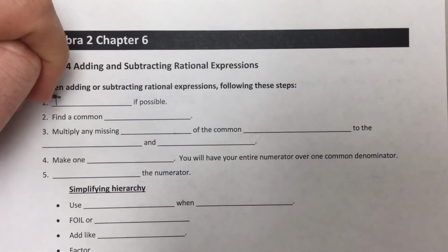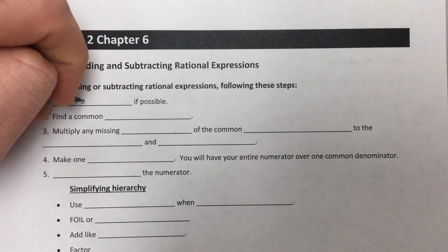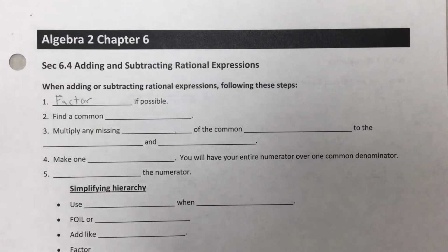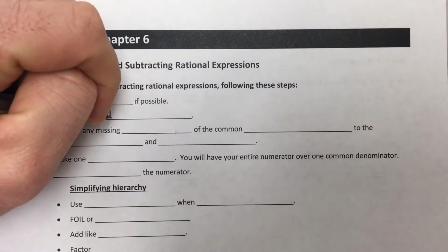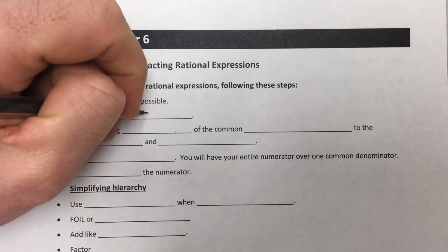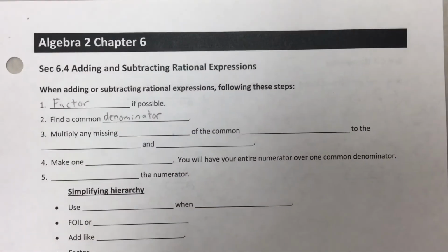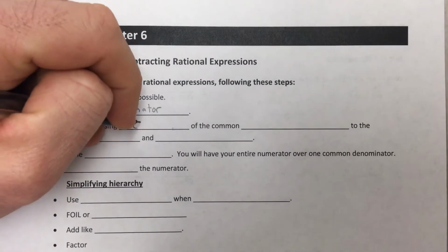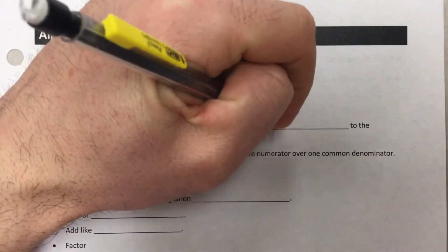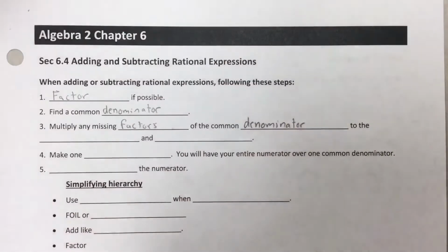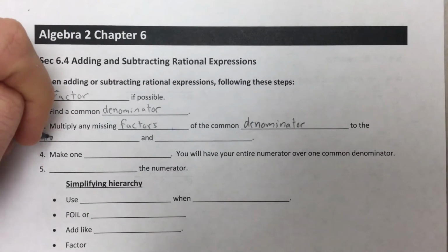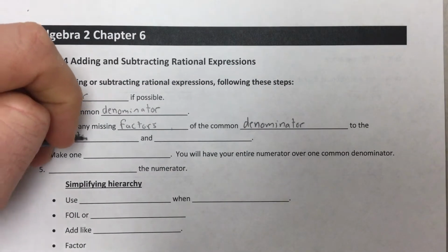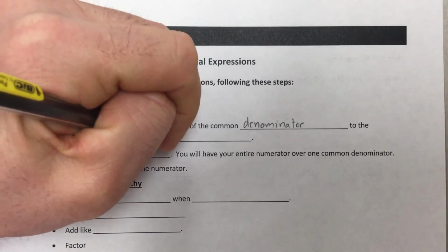First thing, factor if possible. So that's not changing. You're always still looking to factor first thing. Next, you're going to look for a common denominator. Because remember, in order to add fractions, you need a common denominator. So once you know that common denominator, you're going to multiply any missing factors of the common denominator to the numerator and denominator.